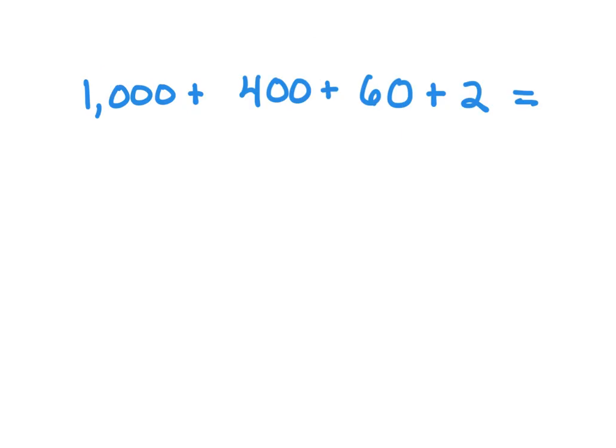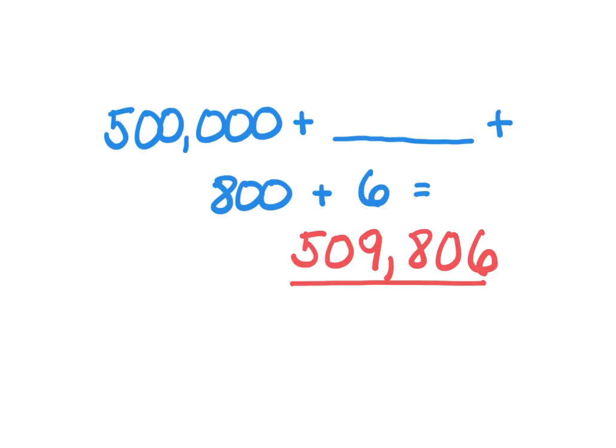Okay, this next problem is in expanded form, and we're going to put it all back together in standard form. So expanded to standard. When we do that, we have 1,000 in the thousands place. We have a 4 in the hundreds place because it's 400. We have a 6 in the tens place because it's 60. And 2 in the ones place. 1,462.